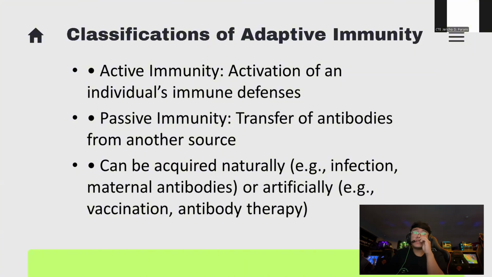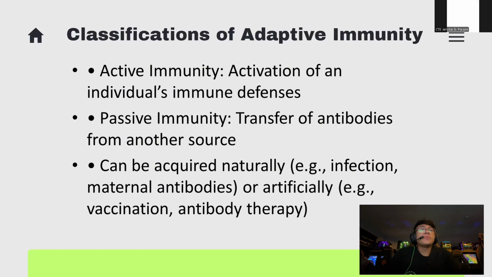We have the artificial passive immunity. Antibodies are transferred through medical treatments, such as receiving an antibody injection for rabies. So the artificial antibodies, for example, are the ones for rabies. Okay?